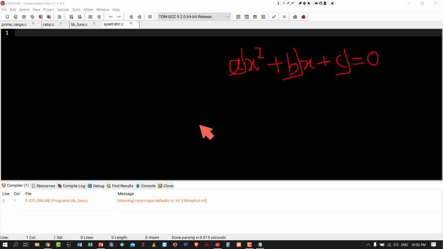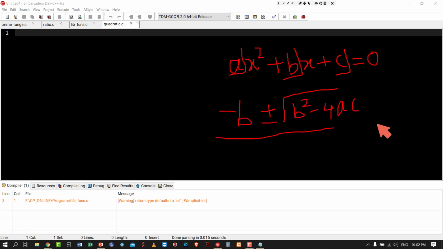What is the solution for a quadratic equation? Minus b plus or minus root of b square minus 4ac, divided by 2a. Okay.